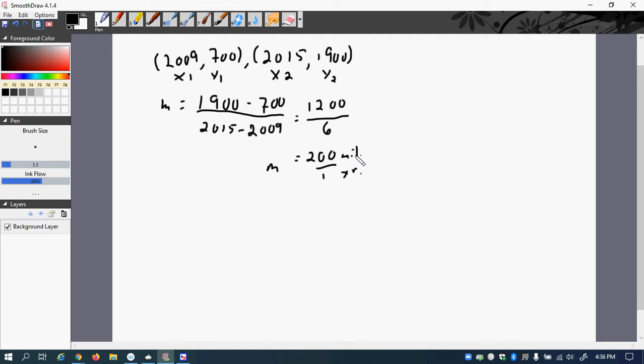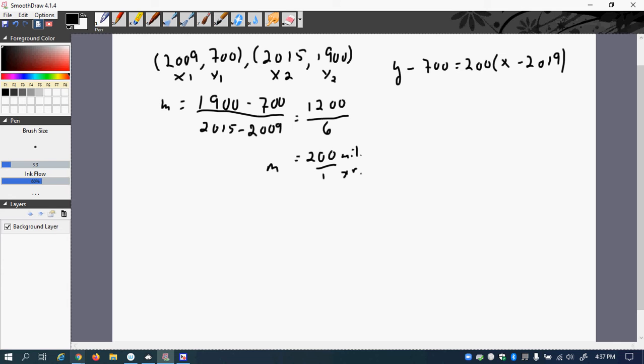So that's a good thing to know. They're probably going to ask me that question anyway. It says to use the first point to create the point-slope form. So that's y minus 700 equals 200 times x minus 2009. That's the first thing they asked me to do. Next: use the graph to estimate the number of mobile users in the year 2013.